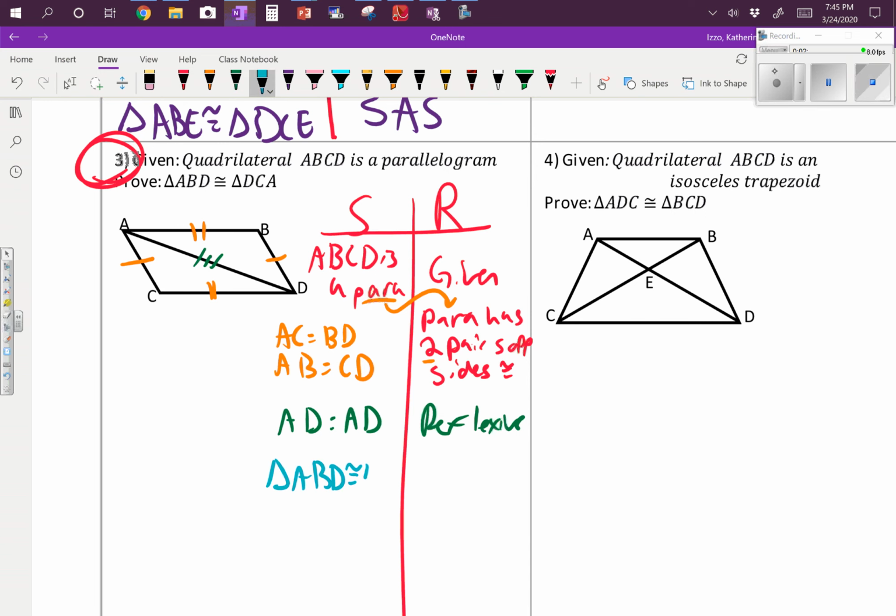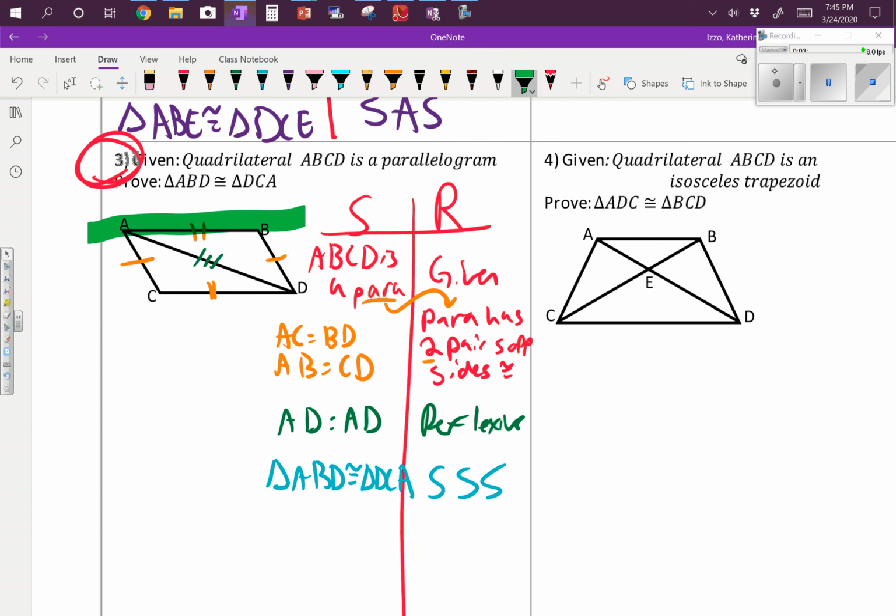Triangle ABD is congruent to triangle DCA by side, side, side. This could have been probably one of the easiest homeworks you got from me in quite some time. That would be how you do number 3, but you have to be very clear and look at the parallelogram and really see what it has and what would be the most useful to you. As I say, if you wanted to go with what Squirrel did, that would be perfectly fine.